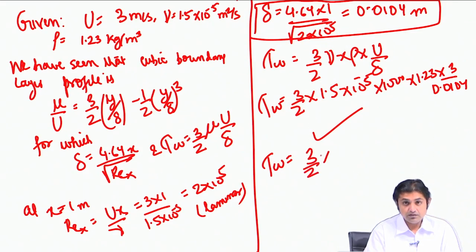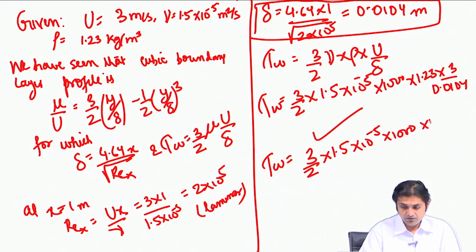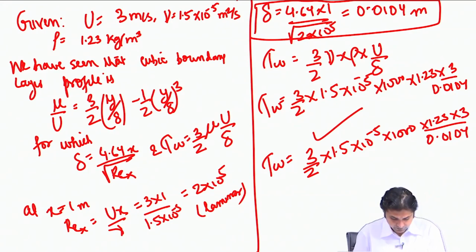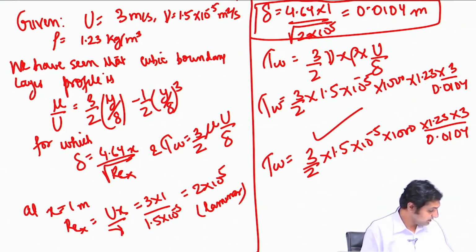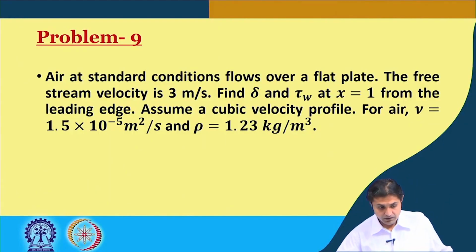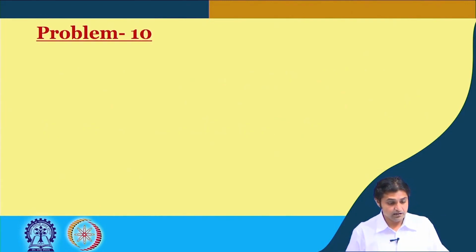I'll write it again: 3/2 into 1.5 into 10 to the power minus 5 into 1000 into 1.23 into 3 divided by 0.0104. Okay. So these are some small problems that we are doing. So now this gives us another.